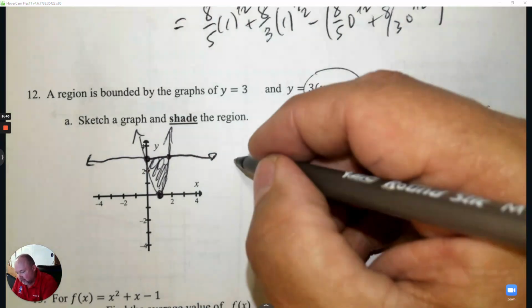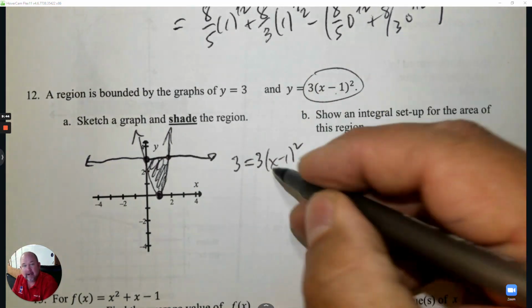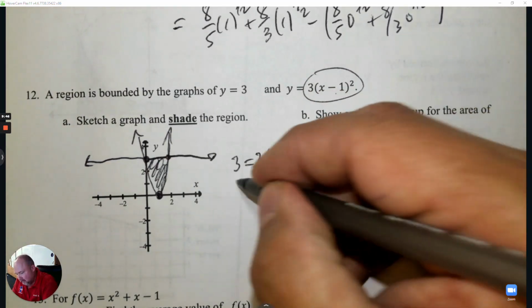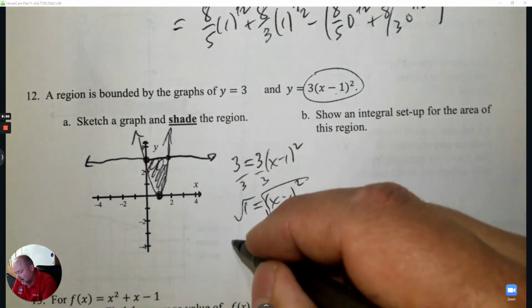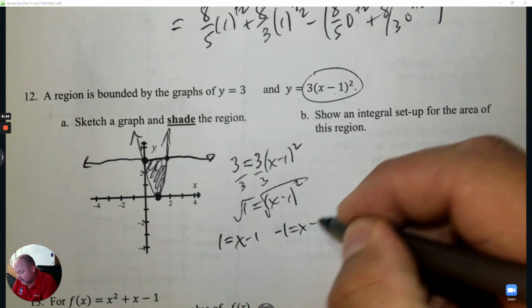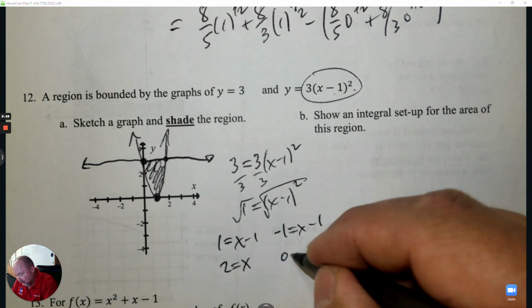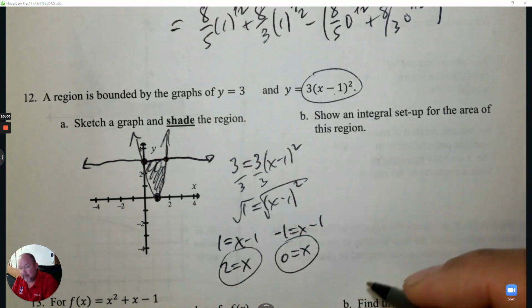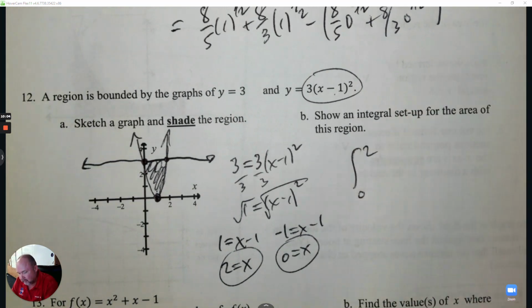If you want to, because you can't see it, you could make them equal to each other to find the bounds. To do that, I would divide by 3. Then when you square root, it's positive or negative 1. So it could be 1. The other one could be -1. And then when you add 1, we get the answers, which are 2 and 0. Those are my bounds, and you can see it's 0 and 2 off the graph too. So it's going to be 0 to 2.